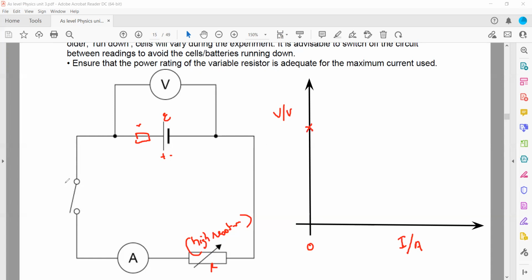Then we connect this switch, and the resistance is still high. When the resistance is high, the current coming out from the battery is low. The voltage drop across the internal resistance depends on I R. R is constant, so it basically depends on the current I. If the current is low, the voltage which drops here will be low. A smaller amount of voltage will drop internally.